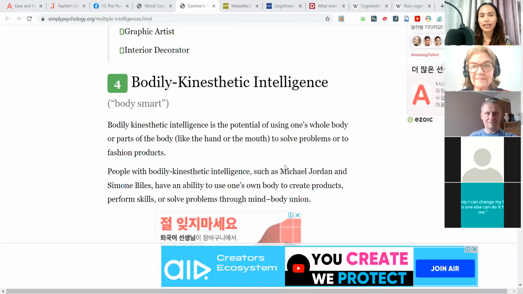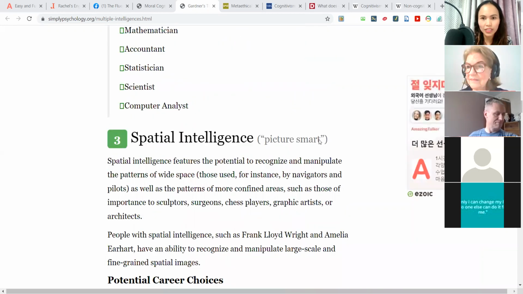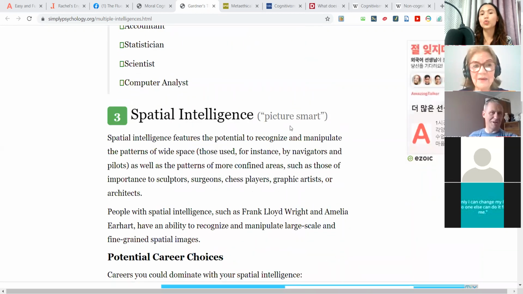Yes, sure. Okay, we still have 2 minutes. Let's continue. I will share one more. There you go. So bodily kinesthetic intelligence, body smart. Have we finished this one? No, this one, number 3, spatial intelligence. Who wants to read?